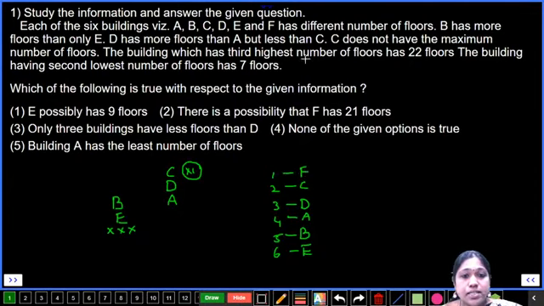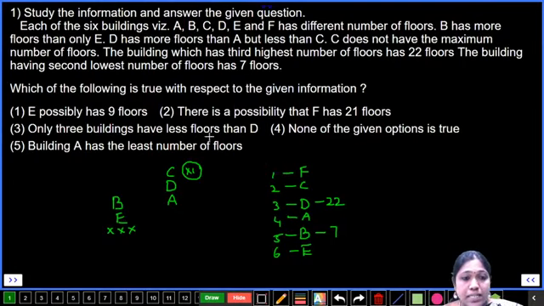The building which has the third highest number of floors has 22 floors. That means D will have 22 floors. The building having the second lowest will have 7 floors. That means B will have 7 floors. Which of the following is true with respect to the given information? E possibly will have 9 floors, which is false. There is a possibility that F has 21 floors, which is false.